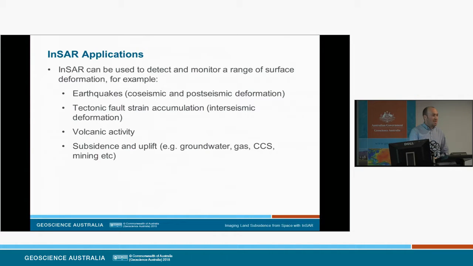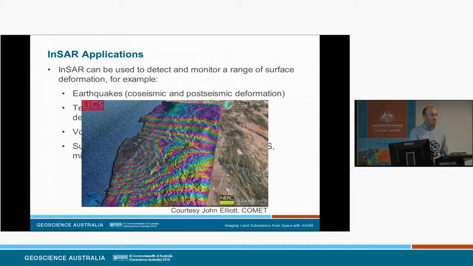Back in the early 90s, InSAR was first applied to studying earthquakes. And here's an example of an interferogram generated by colleagues in the UK of the Chile earthquake last week. So what we can see here is a lot of fringes, which implies that there's a lot of ground deformation associated with this earthquake. And in fact, if we count up the number of fringes, there's 140 centimeters of movement in the line of sight of the satellite. So this is a very effective technique for studying earthquakes.